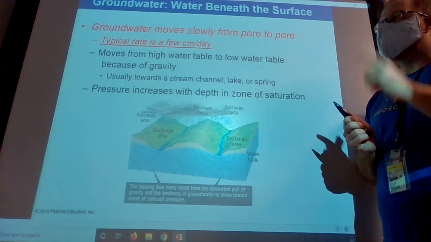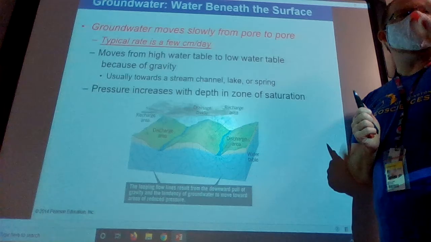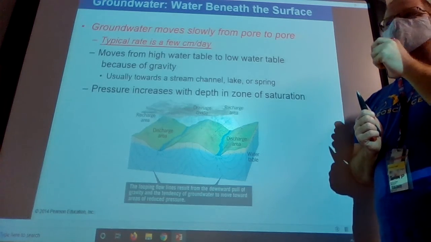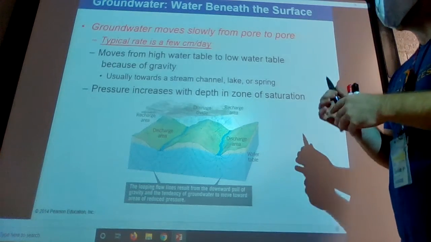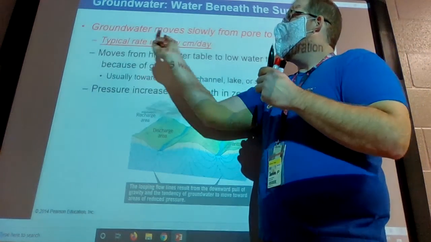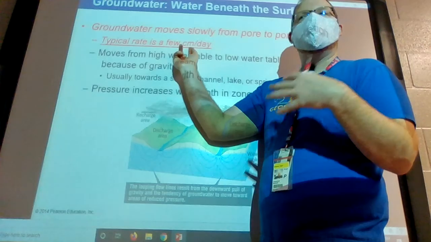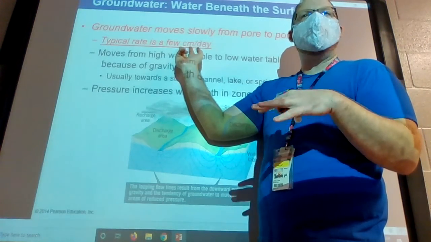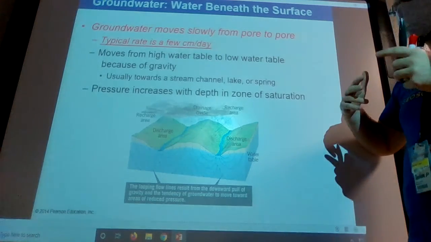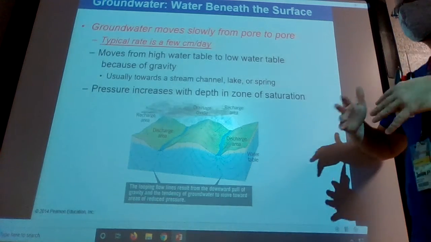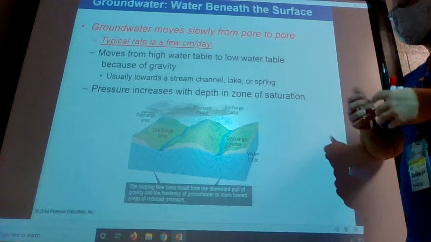Okay, it's important to know that groundwater moves very slowly from one place to another, even within a rock that has a lot of porosity. It takes a long time. The typical rate is only a few centimeters per day. So in most wells, you're not going to be able to pump thousands and thousands of gallons every day. You can pump every once in a while, and then you've got to let it reset.